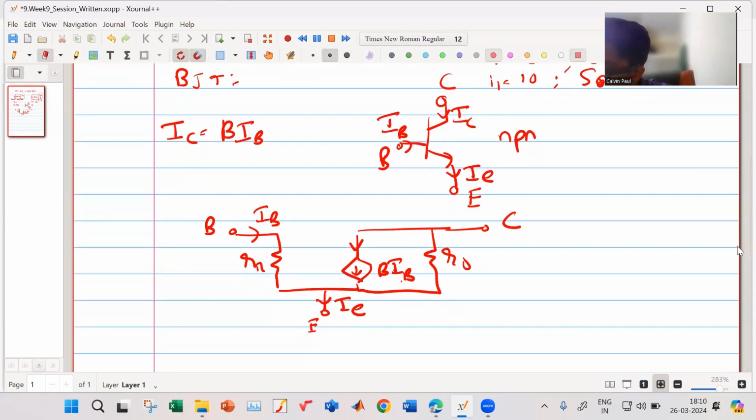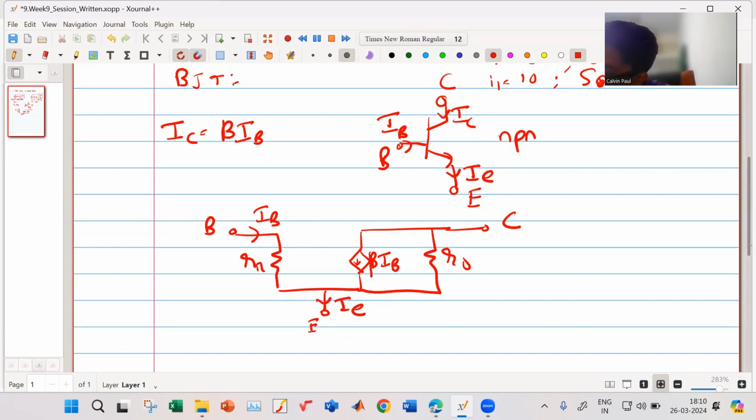Make it a bit off and right again. This is actually beta, okay?